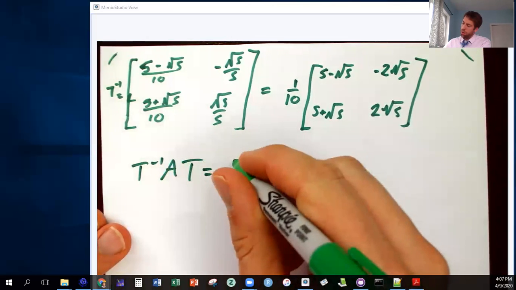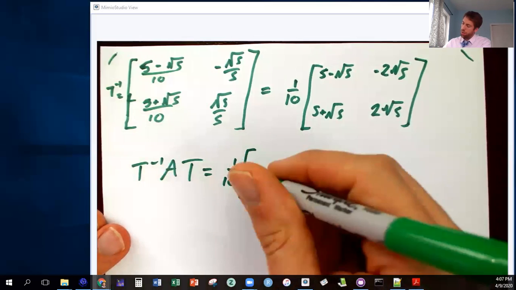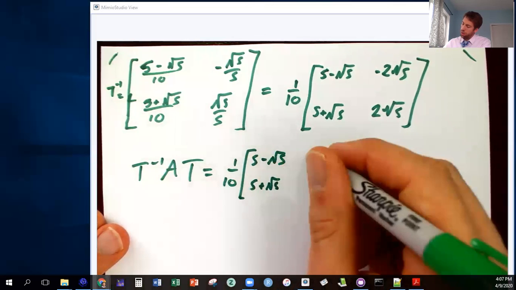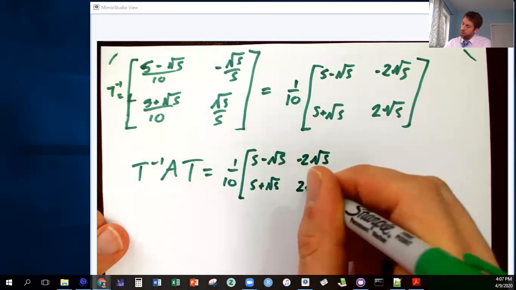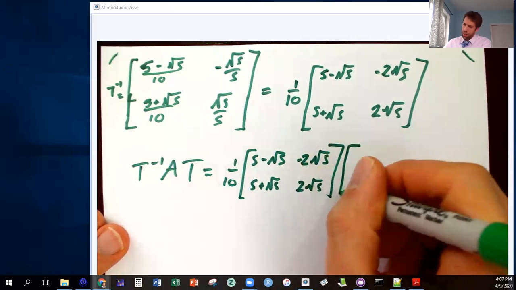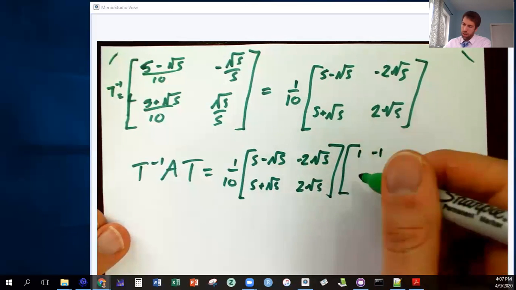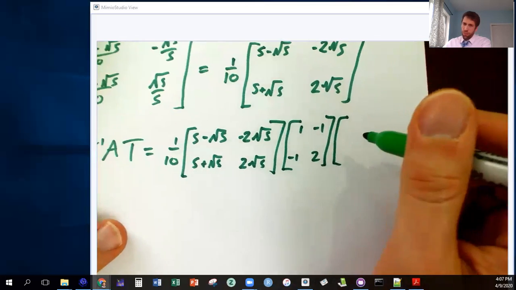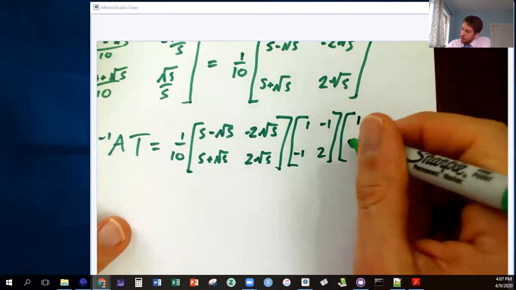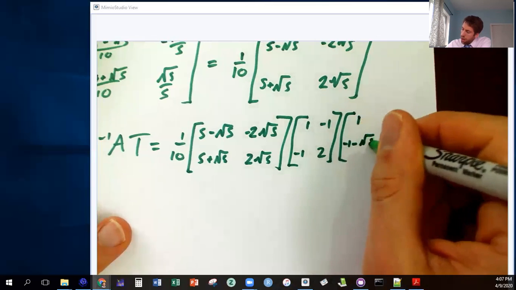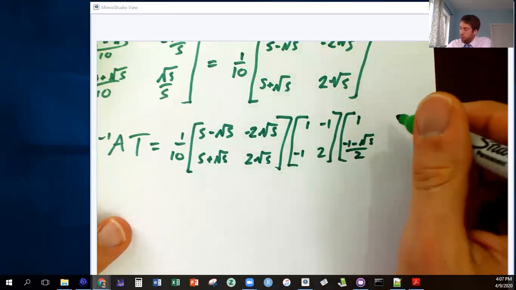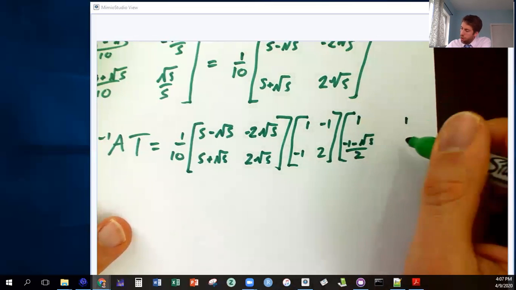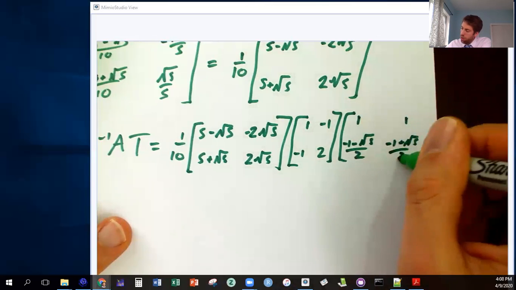That's equal to 1/10 times 5 minus square root of 5, 5 plus square root of 5, -2 square roots of 5, 2 square roots of 5. Recall that A was 1, -1, -1, 2, and that T was 1, -1 minus square root of 5 over 2. I feel like I could have taken the 1/2 out of this one. That'd make it nicer too. 1 over -1 plus square root of 5 over 2.